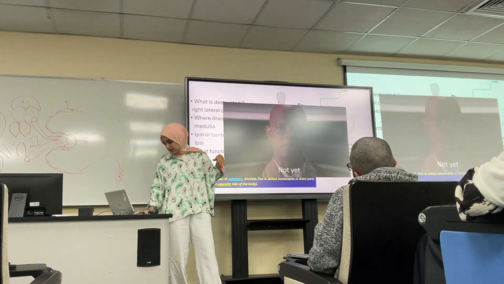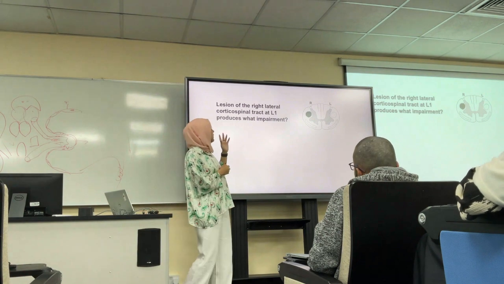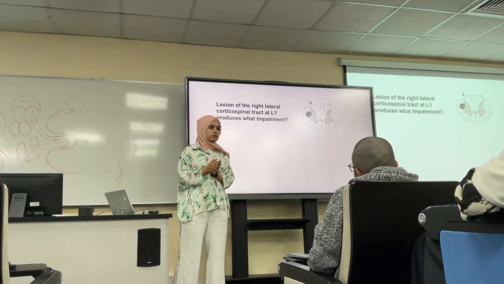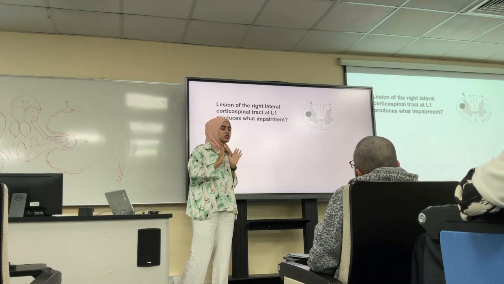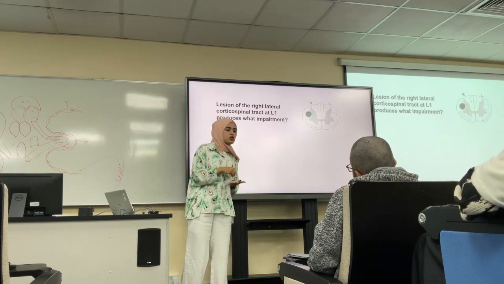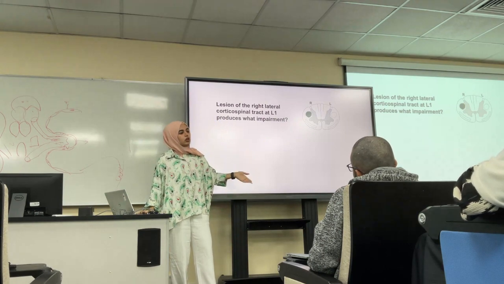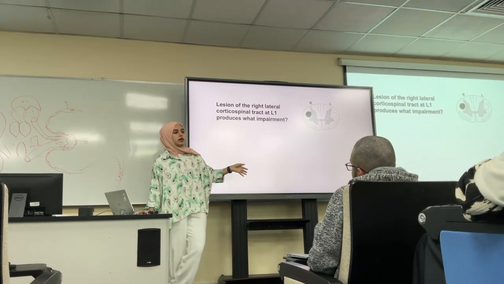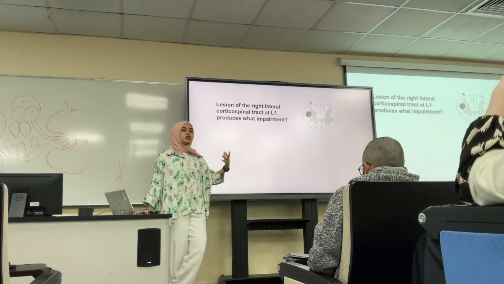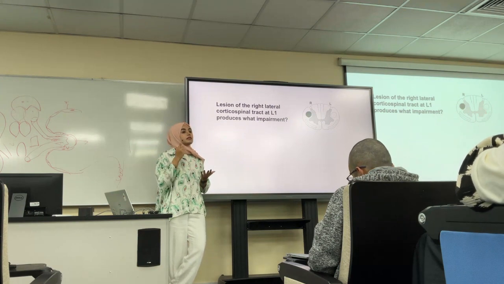Coming back to this slide, if we look at this picture, as we said, we have a lesion at the right lateral corticospinal tract. What impairment? We agreed first on what? The right lower limb. What will happen to it? Loss of what? Voluntary movement. But now after we take the reticulospinal tracts, which are extrapyramidal, if they're lost, what will happen besides paralysis of this lower limb? Spasticity.